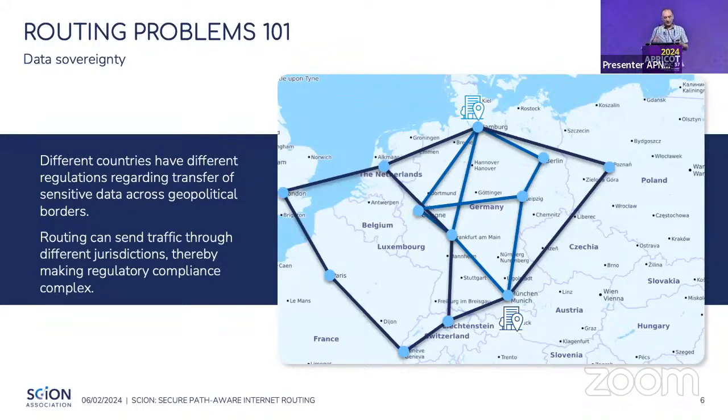And here's an illustration of the potential paths that data can take across a network. If you want your traffic to stay in Germany, this is just one example, but potentially it could be routed through the Netherlands or Belgium or Switzerland, for example.